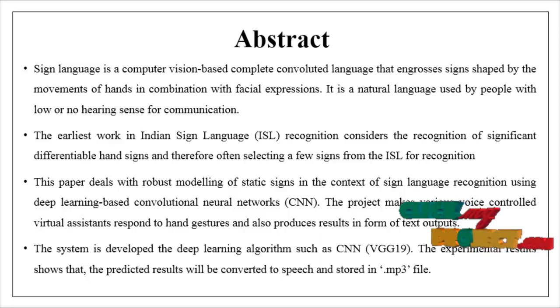This paper deals with robust modeling of static signs in the context of sign language recognition using a deep learning based convolutional neural network. This project makes a voice controlled virtual assistant respond to hand gestures and also produces results in the form of text outputs. The system is developed with deep learning algorithms such as CNN VGG19. The experimental result shows the accuracy, and the predicted result will be converted to speech and stored in an MP3 file. So this is the overview of our project.